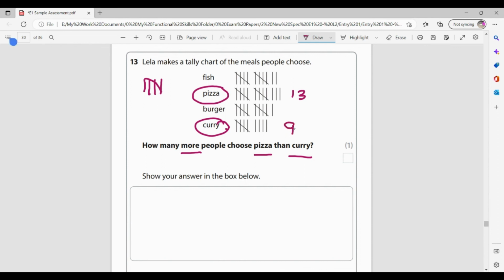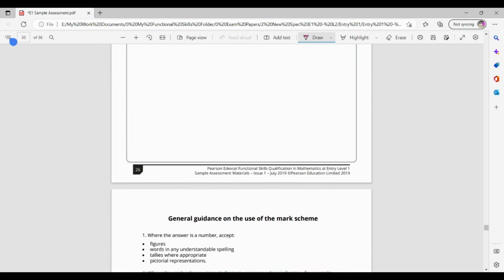And I need to know how many more. So I need to know the difference between 13 and 9. This is a calculator paper, so the difference between 13 and 9 is 4. I could have worked it out by counting, so 9, 10, 11, 12, 13 would show me it's 4. So 13 take away 9 is 4.